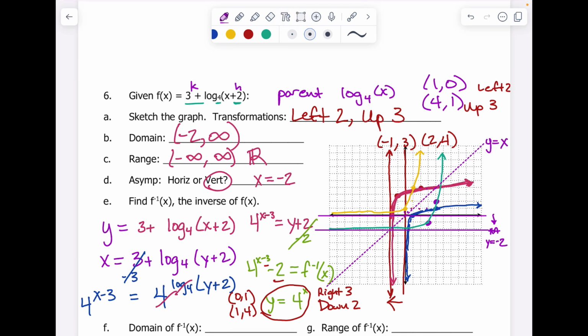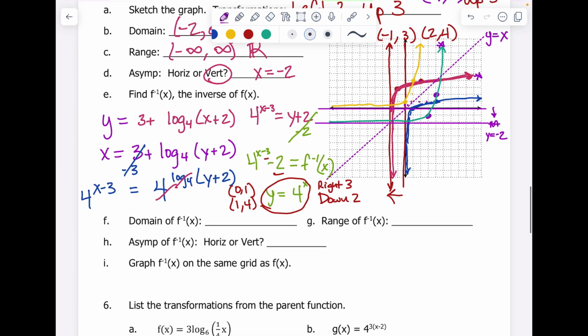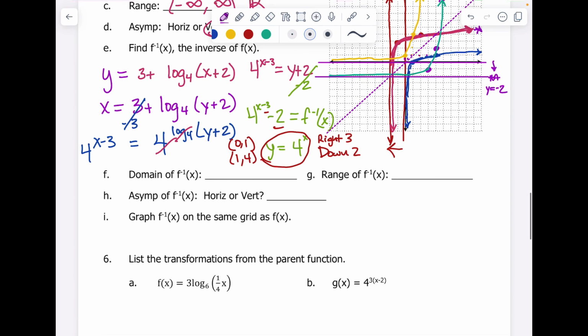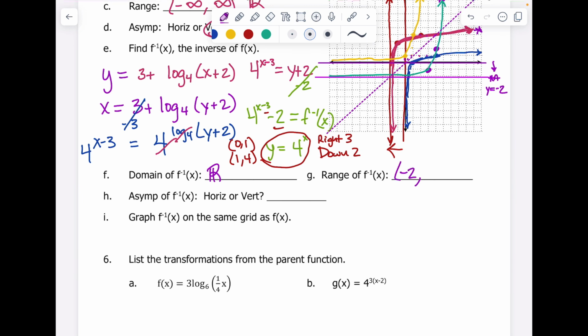And if you look at this function, the pink one, and this function, the green one, they do reflect each other over that line. So the last questions we're going to be answering here are about our teal or green function. The domain is going to be all real numbers because it goes left and right forever. The range is going to be -2 to infinity because it has to stop at that horizontal asymptote. It doesn't go below it, doesn't ever cross or interact with it. It does have a horizontal asymptote at y equals -2.